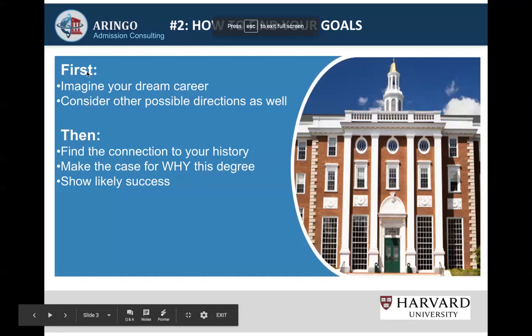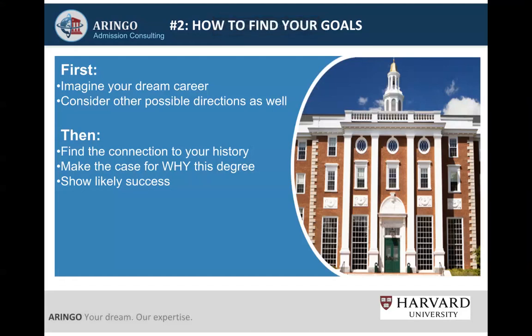Okay. In your application, you do want to be able to show that you know exactly what you are intending on doing. So part of this is going to be beginning. I like to think of this as a funnel. Start at the top, dream big, literally think of what your dream career would be, then begin to narrow that down into other directions that you could possibly go.